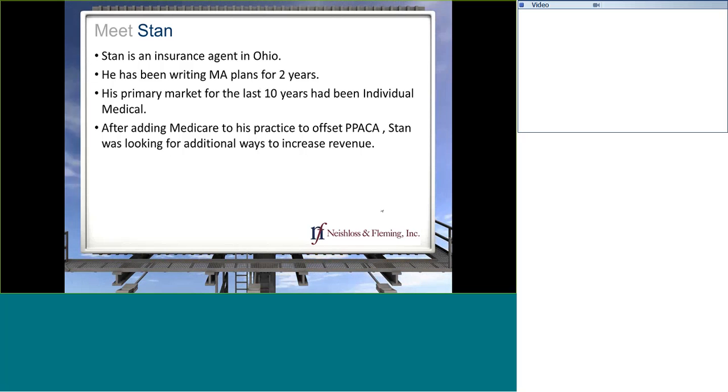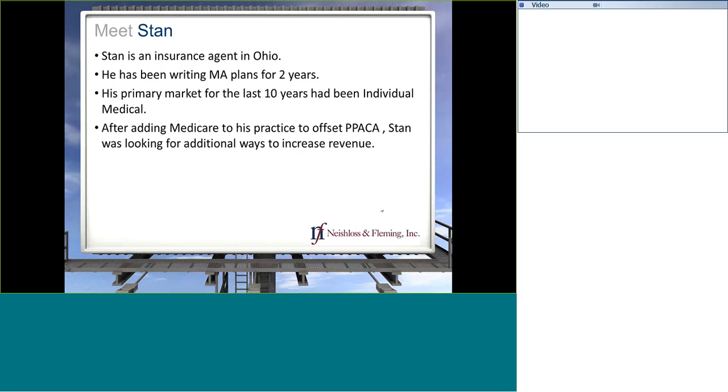Well, Stan lives in Ohio and works that market. And he's been writing Medicare Advantage for over 2 years. But his main source of revenue has really been individual medical. That's what he's been doing for the 10 years that he's been in the insurance industry. He added Medicare Advantage initially because he was looking at PPACA and the impact he thought it was going to have on his business, and determined, okay, I think I need to add some other lines just in case I'm not able to make the money that I feel I need to in light of the changes with the ACA law and the changes to the individual medical market.